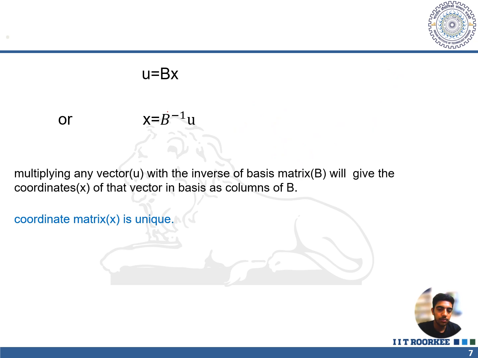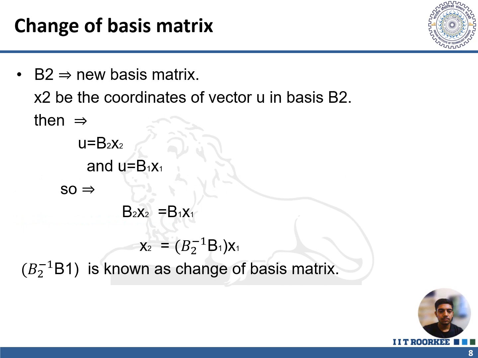And also, there is a property that the coordinates of any vector in any basis are unique. Why is this unique? As you can see, the columns, which are the basis of the vector space, are linearly independent of each other. That's why this matrix has to be an invertible matrix, so this equation has a unique solution. That's why the coordinate of any vector is unique.